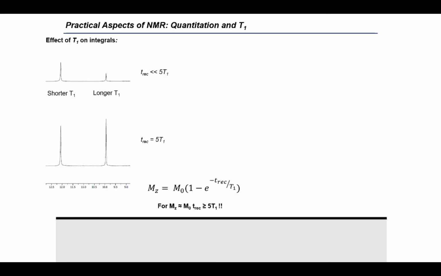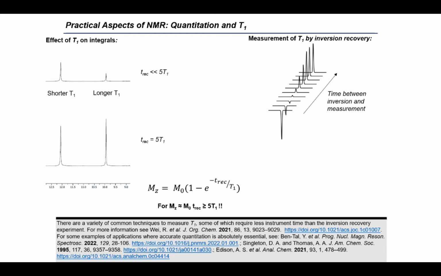So if you want to quantify integrals properly, you need to make sure that you wait for at least 5 times the T1 between every scan in your experiments. And in order to be able to make sure you're waiting long enough, you need to have an idea of what the T1 value of the molecule you're quantifying is. So how do we do that? There's lots of different ways to measure the T1, and there's quite a lot of references down below here that you can use for more information.